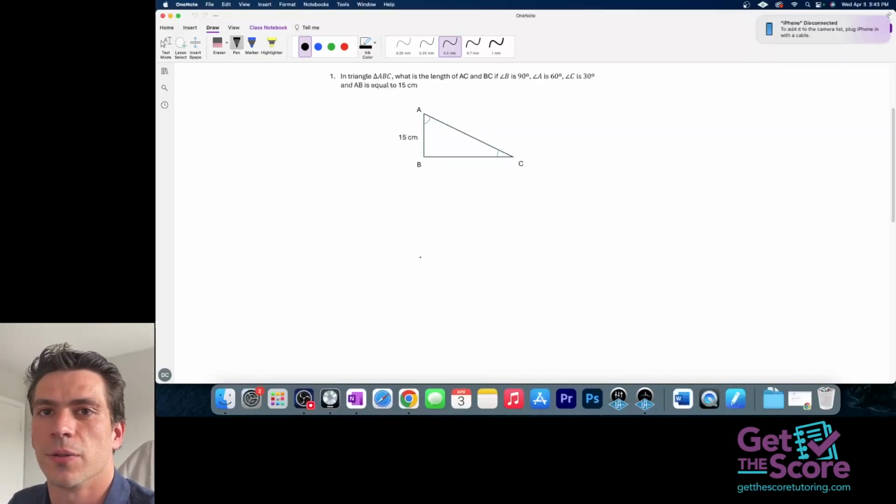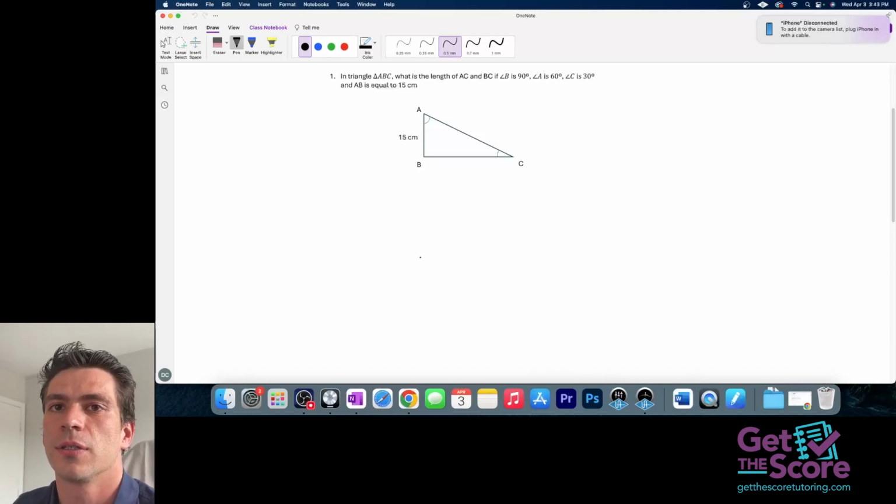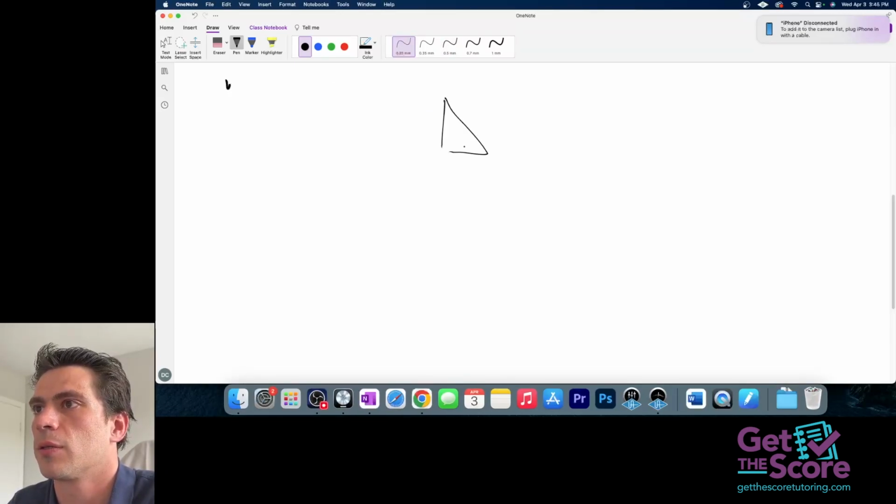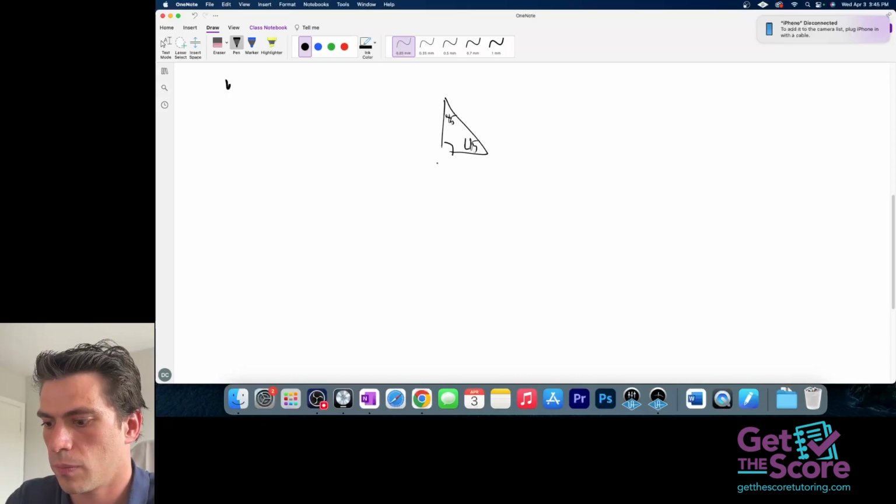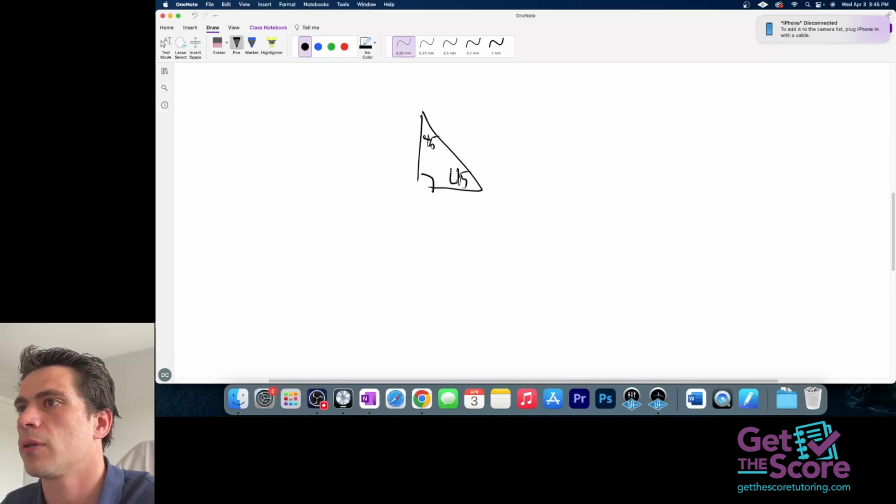I'm about to take you guys through 45-45-90 triangles and 30-60-90 triangles. Let's go through the basics. So you had a 45 here and a 45 here. This is your 90. Let's get zoomed in a bit.